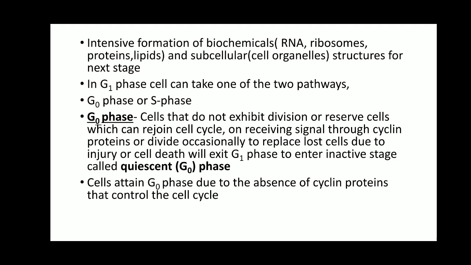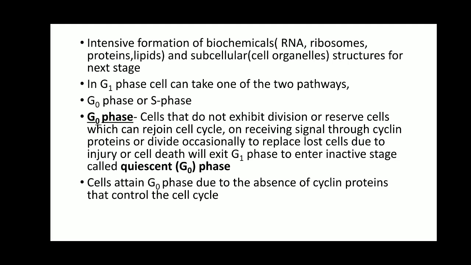Now what is this G0 phase? Usually in the cells that are dividing for the long term, a cell from the G1 phase will enter into the next phase, that is S phase. But the cells which are not wishing to continue the cell cycle, or which are not long-term dividing cells, or the reserve cells which want to continue the cell cycle in upcoming time, or which have not received any signal through cyclins for further cell division, all these cells will exit the G1 phase and enter into the next phase known as G0 phase, or the quiescent phase.